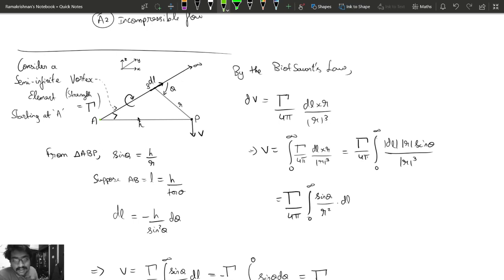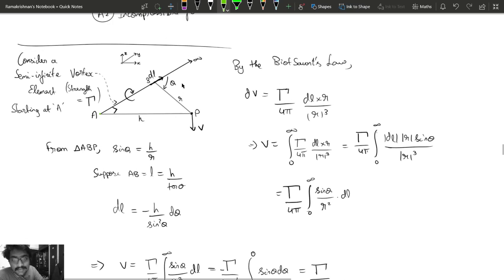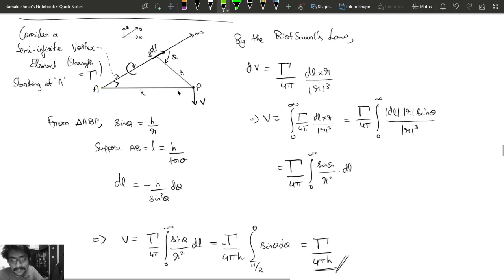We make a geometrical construct here. We take h to be the distance between the starting point of the vortex element and the point at which we want to calculate the induced velocity, and theta is the angle between the perpendicular distance from the point to the filament. Theta is usually close to 90. It varies from 0 to 90 depending on where the point is located. So we have sine theta equals h by r, which we can readily observe from the figure.